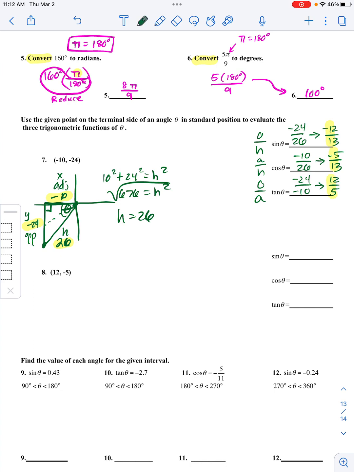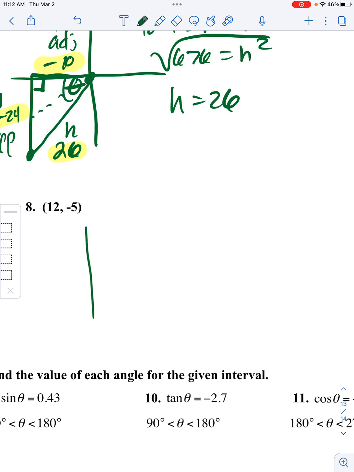Next problem is exactly the same. I just start off in a different direction. I go 12 in the positive direction, and then I go down 5. But I created that 90. I connect back to the origin just like in the last problem. This is my angle. This is my hypotenuse. This is a cross, so the y is my opposite. The x is next door to, so that is my adjacent.